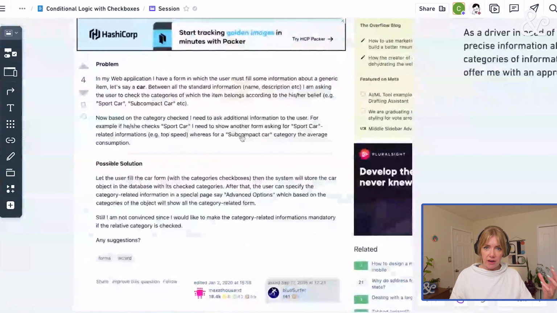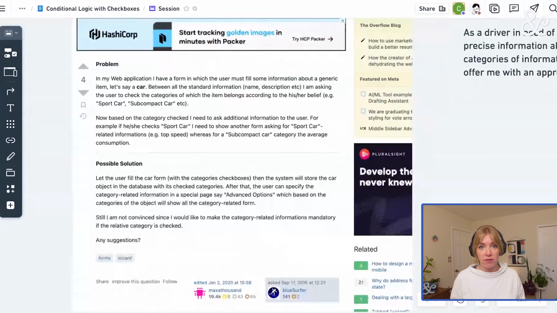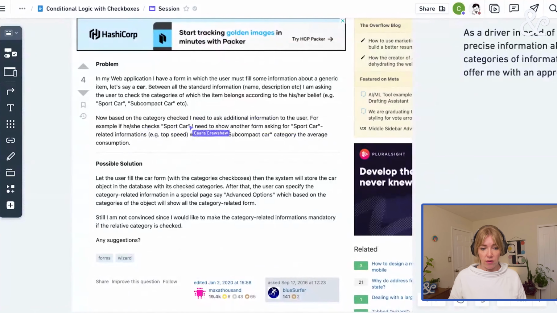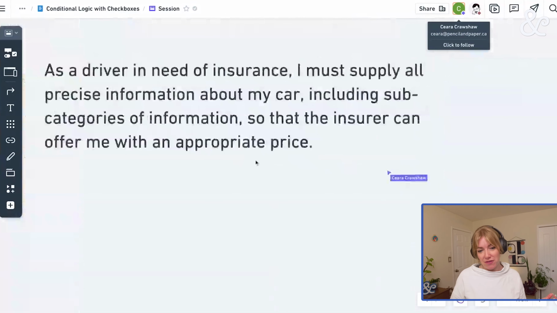So Blue Surfer was asking us about what happens when you check categories and then you have follow-up information presented to users to answer. For example, the category sports car would lead to sports car specific questions versus compact car would lead to compact car specific questions. So we put together a problem statement. As a driver in need of insurance, I must supply all of the precise information about my car, including subcategories of information, so that the insurer can offer me an appropriate price.